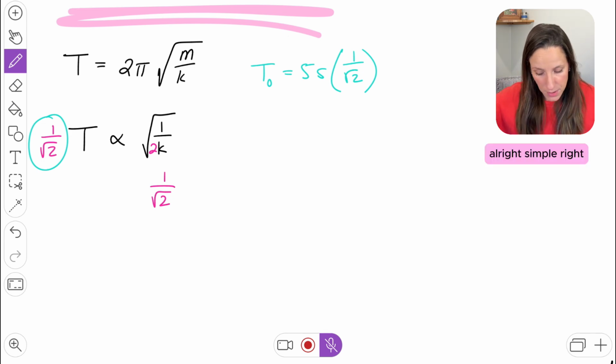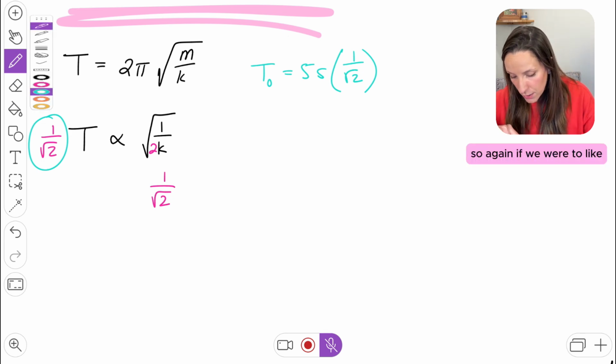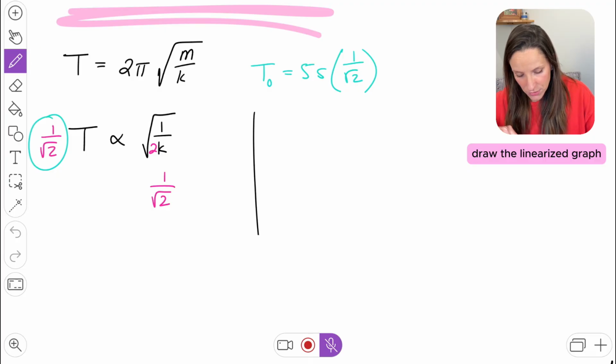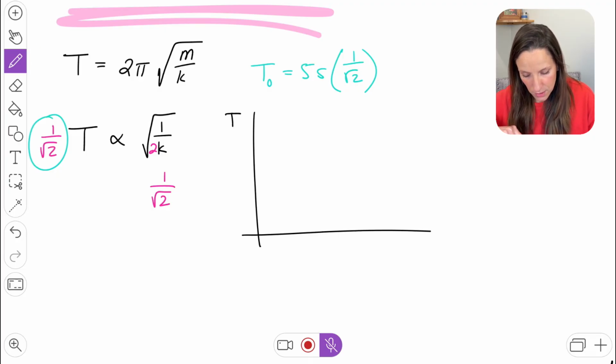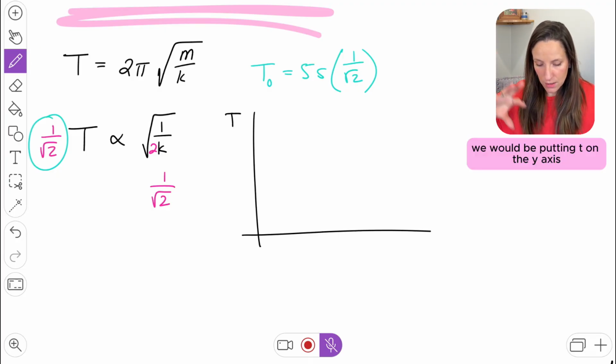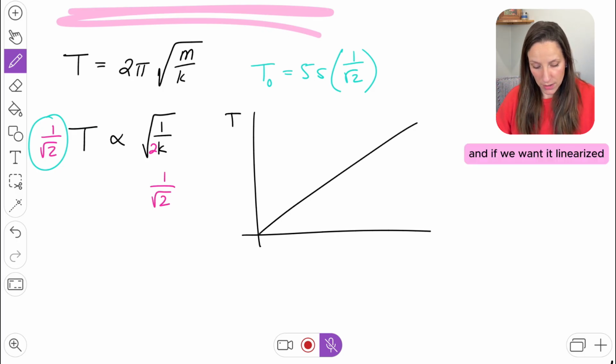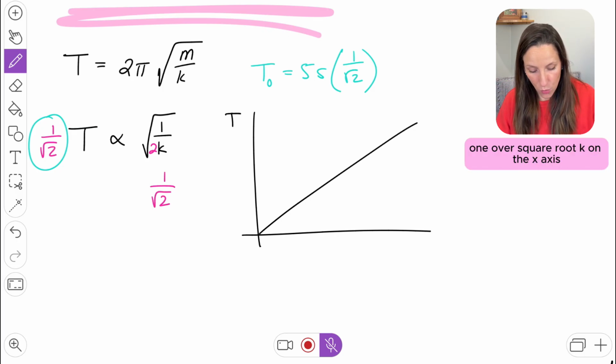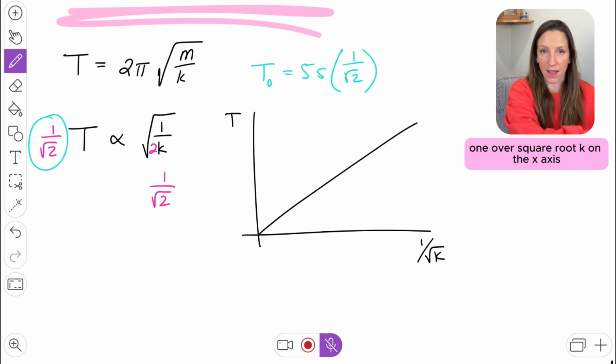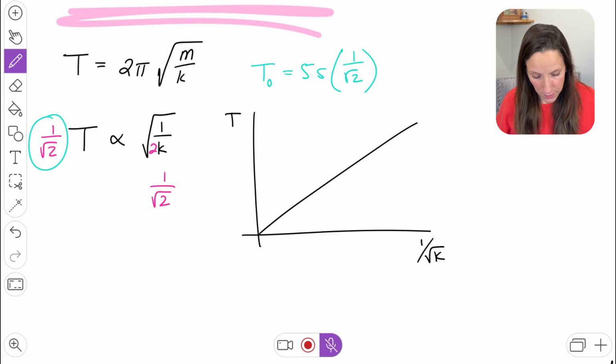All right? Simple, right? So again, if we were to draw the linearized graph, we would be putting T on the y-axis. And if we want it linearized, we're going to put 1 over square root k on the x-axis. That gives us the linearized graph.